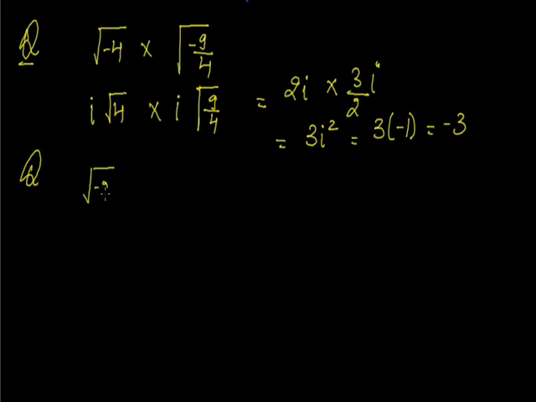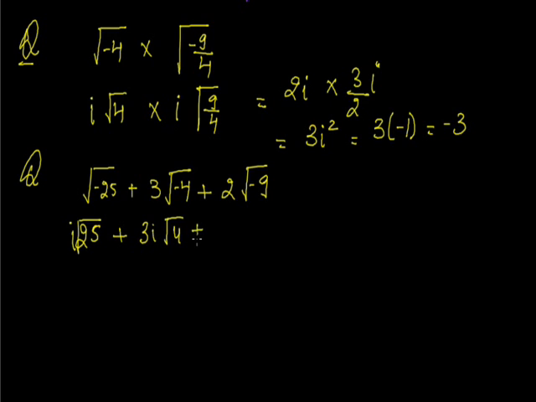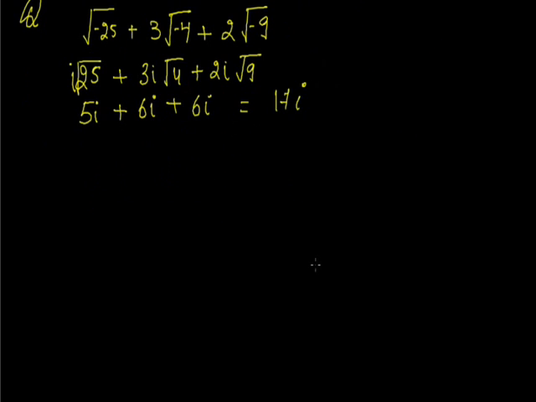Let's do the second question. It's root of minus 25 plus 3 root of minus 4 plus 2 root of minus 9. We can write it as 5 iota plus 3 iota into root 4 plus 2 iota root 9. This is equal to 5 iota plus 6 iota plus 6 iota, so in short we can write 17 iota. This cannot be simplified more, so we can leave it here.